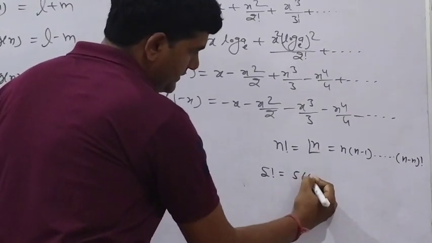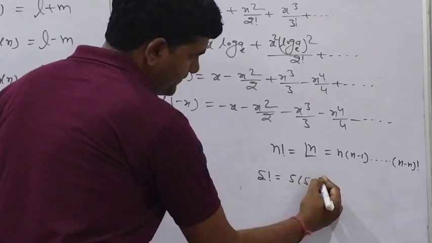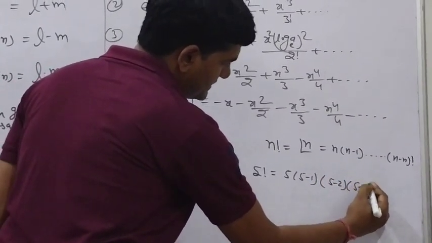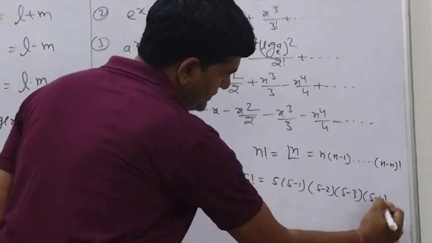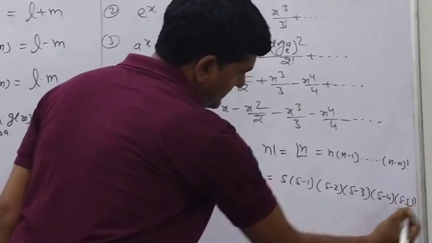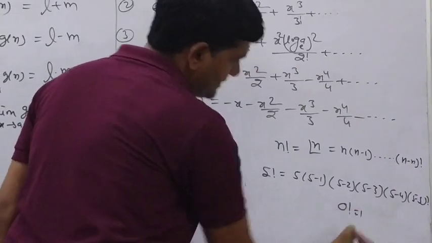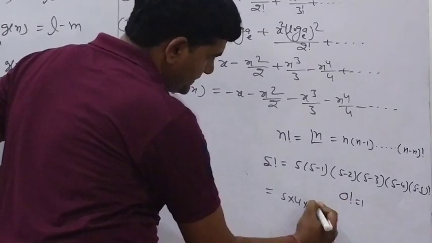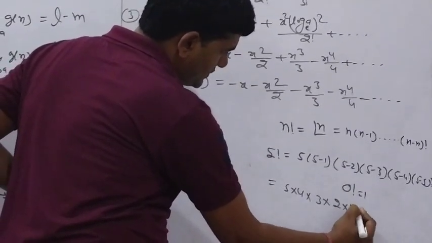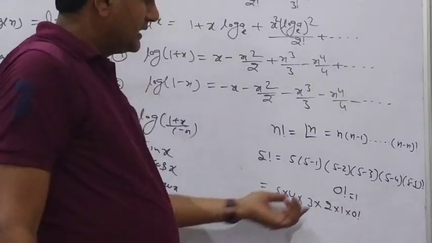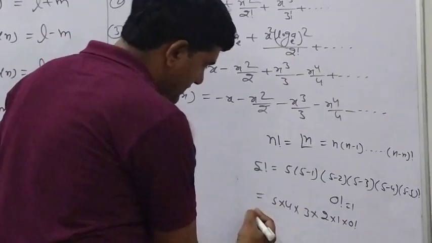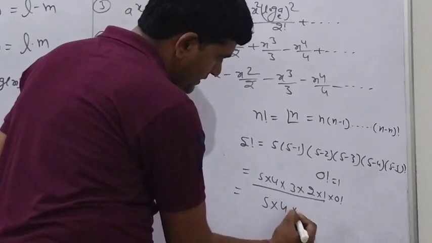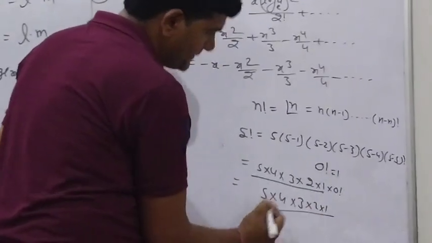5, minus 1, after that 5 minus 2, then 5 minus 3, then 5 minus 4, at last 5 minus 5, because factorial 0 is equal to 1. Then here we can write 5 into 4 into 3 into 2 into 1 into factorial 0. As you know, factorial 0 is equal to 1. Then 5, 4, 3, 2, 1. Then 5 into 4 into 3 into 2 into 1.